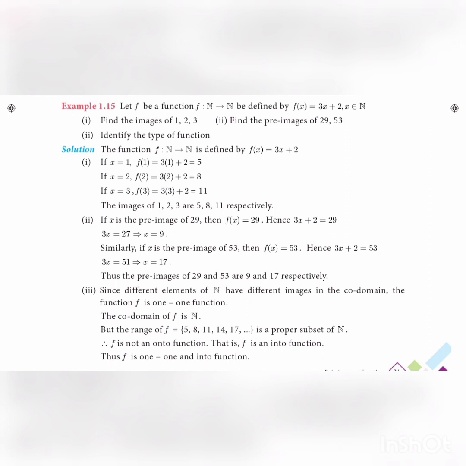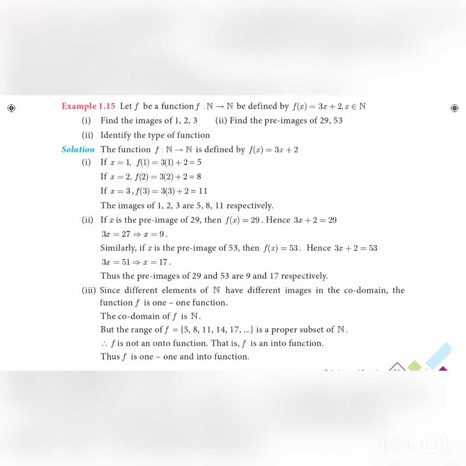For the purpose of finding images, we take the x value as 1, and f of 1 is obtained by substituting x equal to 1 in the function, that is 3x plus 2. So 3 into 1 plus 2, which is 5.